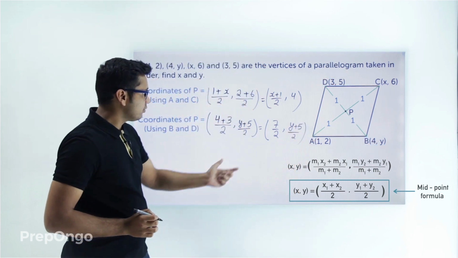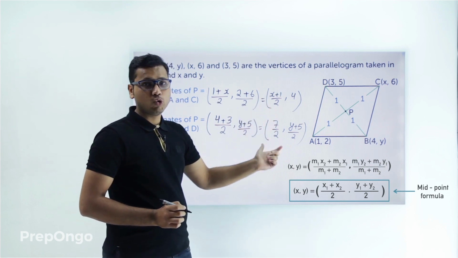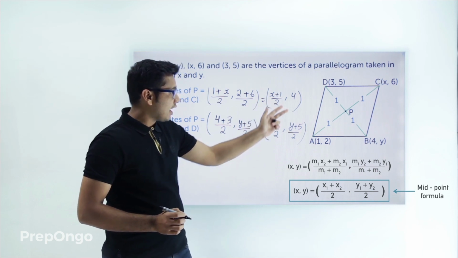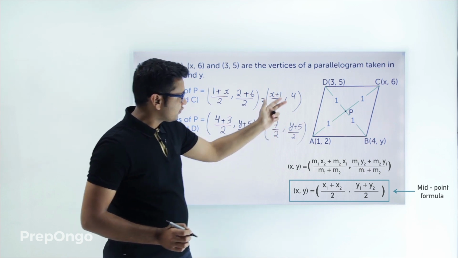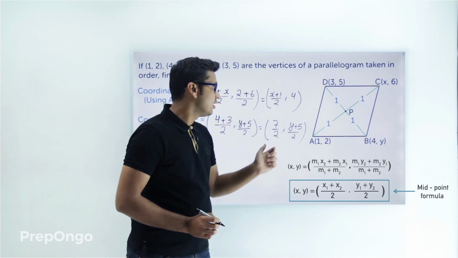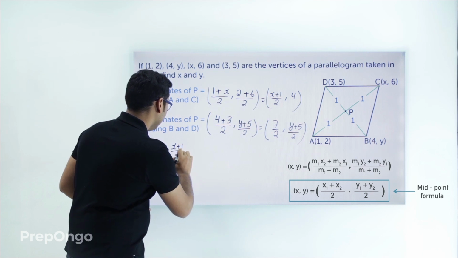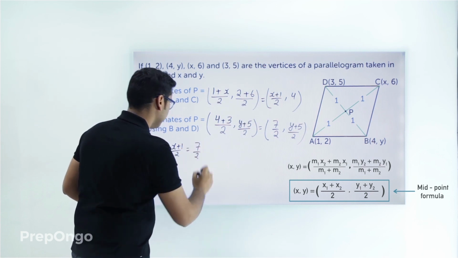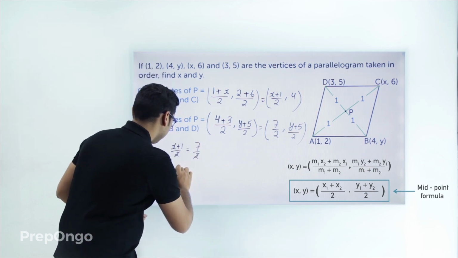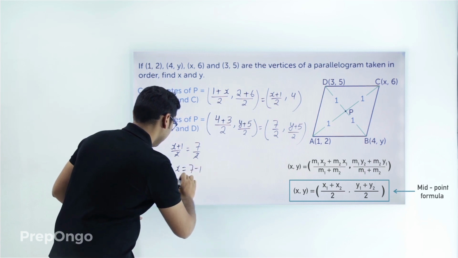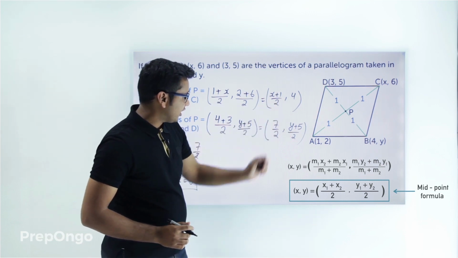And now if you observe, both these coordinates are for point P, so these should be equal. So we can equate the x coordinates and the y coordinates. (x plus 1) by 2 will be equal to 7 by 2 and 4 will be equal to (y plus 5) by 2. So let's equate them and get the values of x and y. So (x plus 1) by 2 equals 7 by 2. The 2 will get cancelled and we can take 1 to the right hand side. So x will be equal to 7 minus 1, or we can say the x value will come out to be 6.